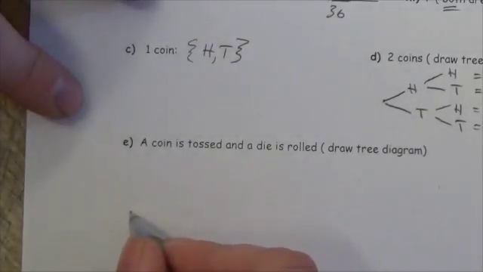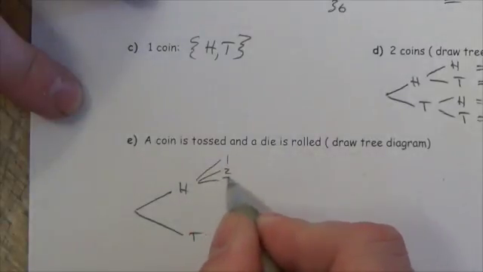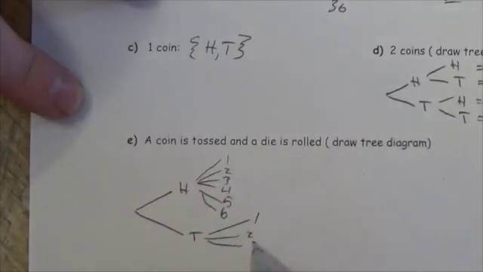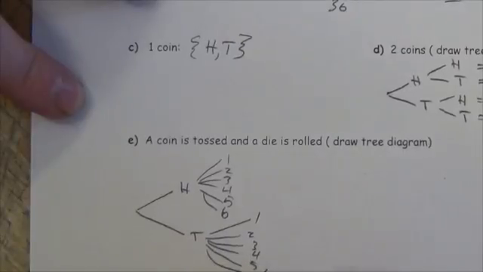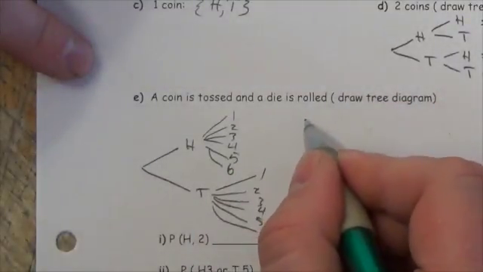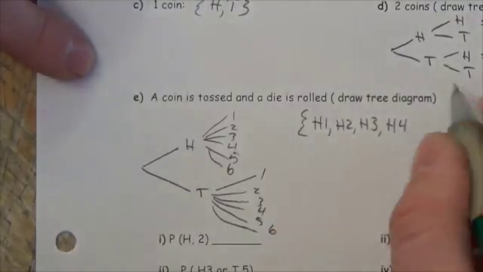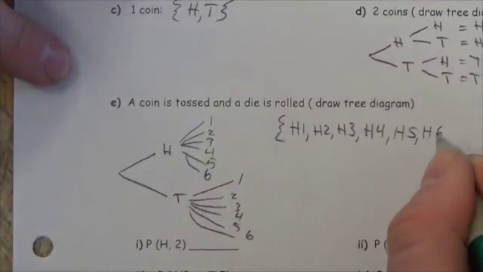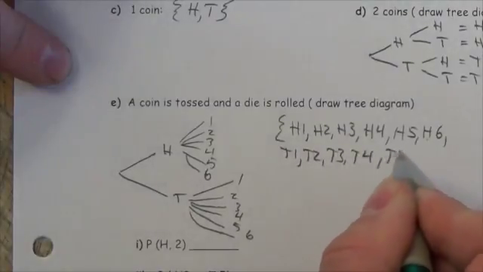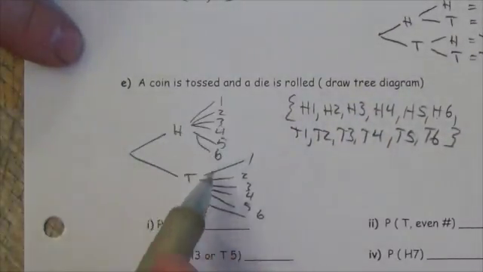Okay, so if a coin is tossed, well then I'm going to get heads, tails, and then a die is rolled. Well, that's going to be 1, 2, 3, 4, 5, 6. And I'm regretting the fact that I drew it like that. But anyway, my sample space here is going to be the set of: it could be a head and a 1, head and a 2, head and a 3, head and a 4, head and a 5, head and a 6. It could be a tail and a 1, tail and a 2, tail and a 3, tail and a 4, tail and a 5, tail and a 6. And that's just me summarizing the results at the end of each one of these little branches here.